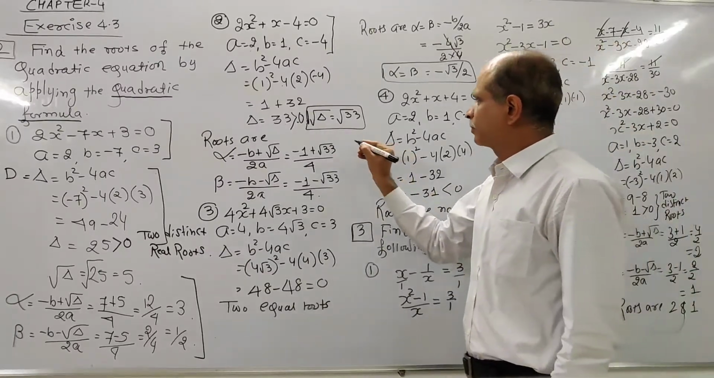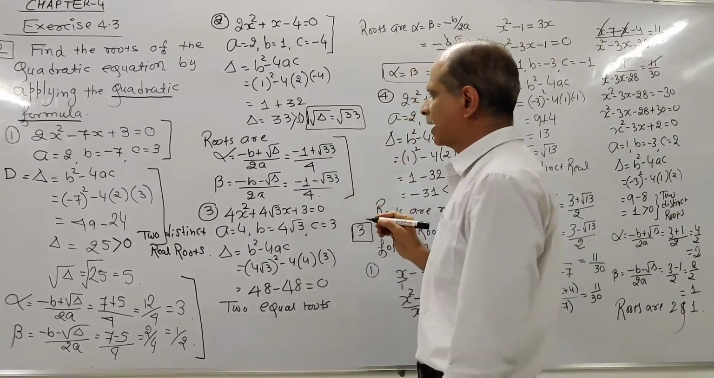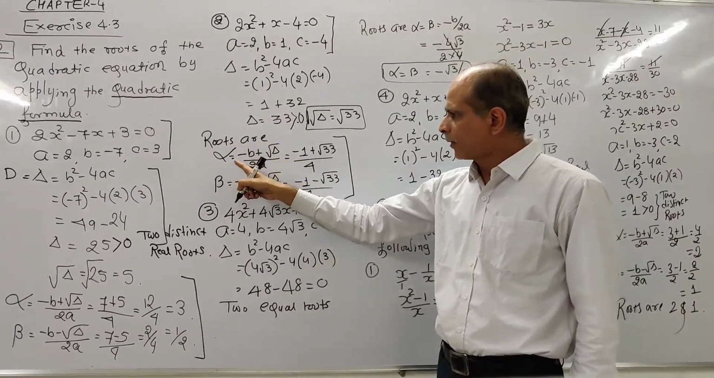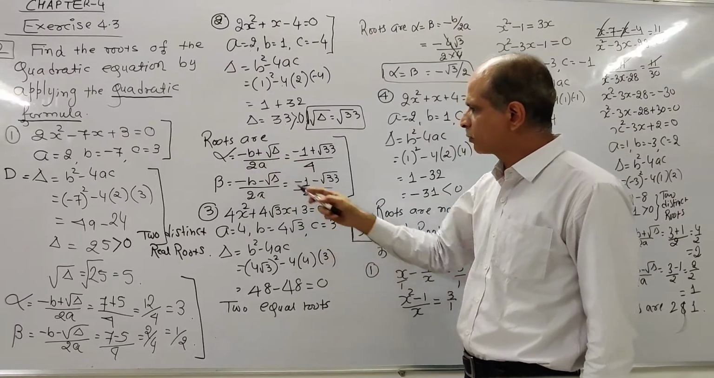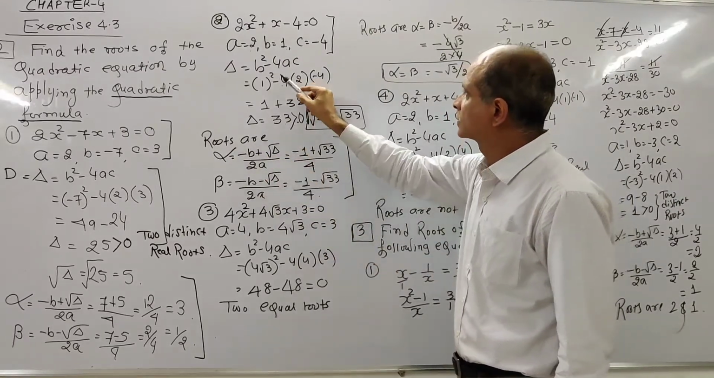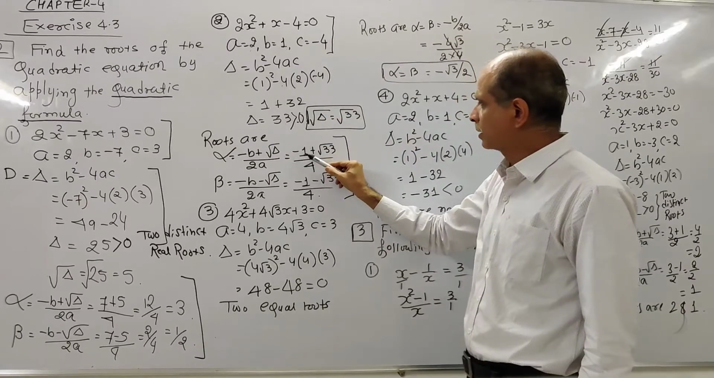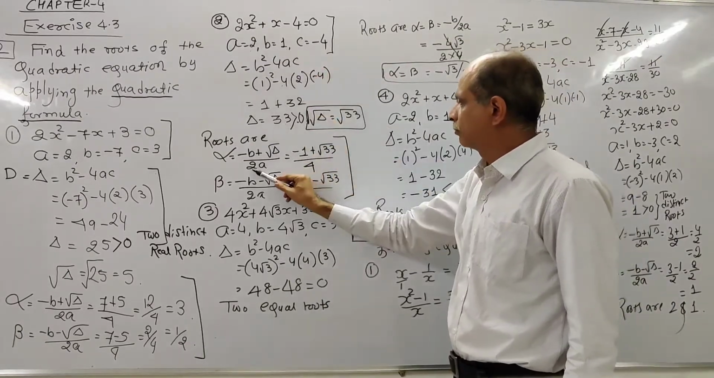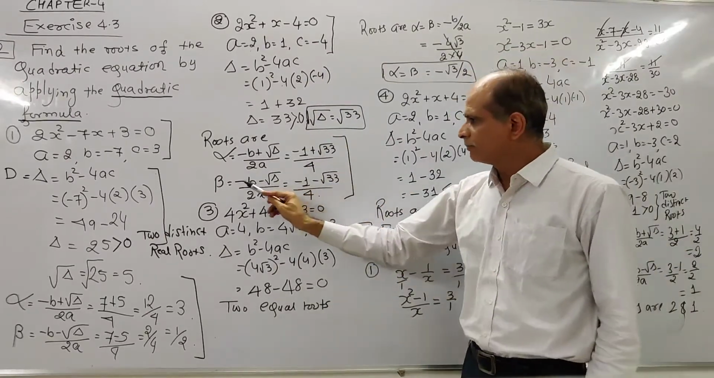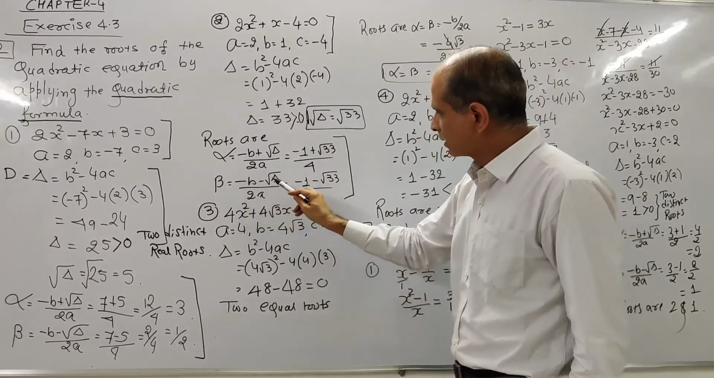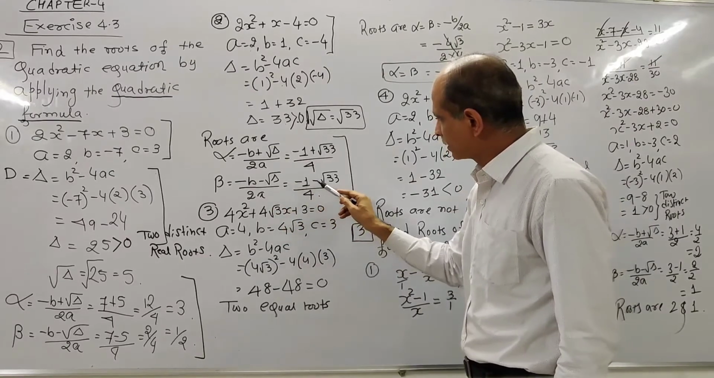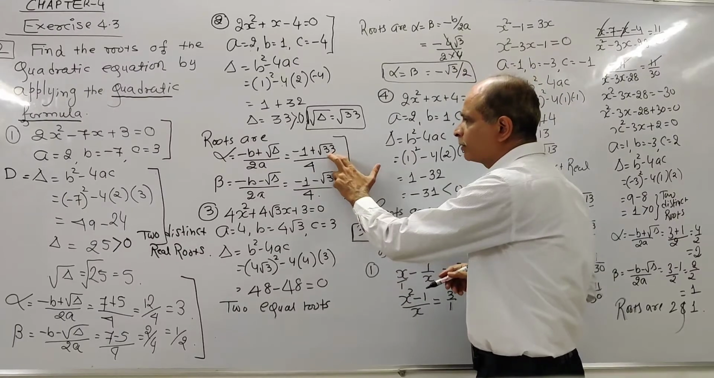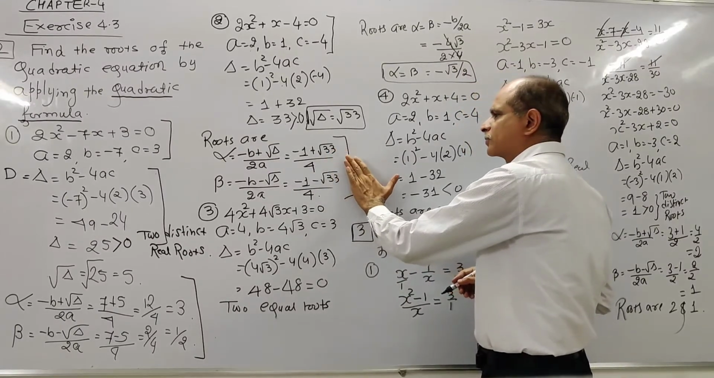Now step number 4, that is the value of roots. So roots are alpha is equal to minus b plus under root delta by 2a. Minus b means 1, so minus 1 plus under root 33 by 2a. A means 2, 2 twos are 4. Similarly beta is equal to minus b minus under root delta by 2a, minus 1 minus under root 33 by 4. Now it is not possible to expand under root 33. So this is your answer.